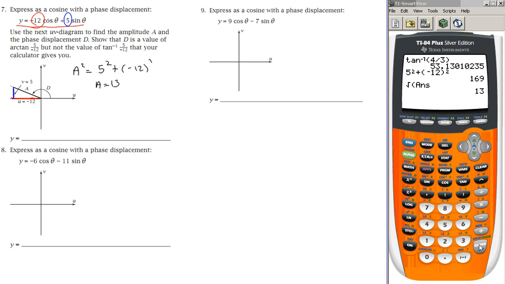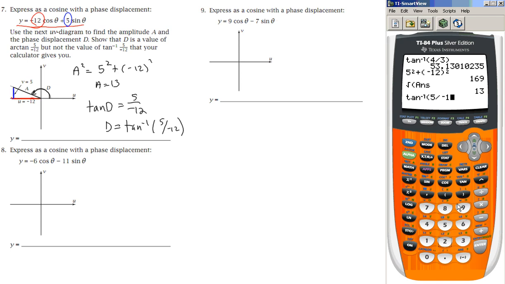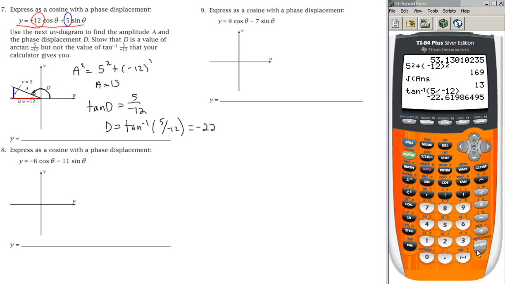Now, if I want to find D, right, I know that the tangent of D is v over u, right? So it's 5 over negative 12. But I want to find this particular D angle here, right? I don't want a different value of D because I know that the coefficient of cosine is negative and the coefficient of sine is positive. That puts me in the second quadrant. If I try to do this on my calculator using inverse tangent, look at what happens, right? I get inverse tangent of 5 over negative 12, and you get negative 22.62 degrees.